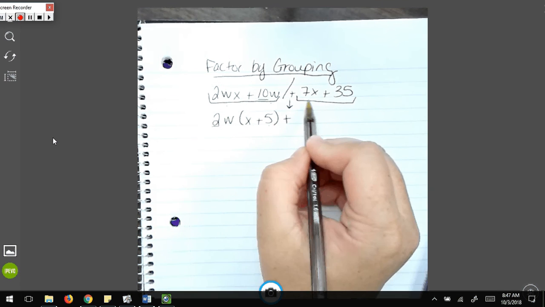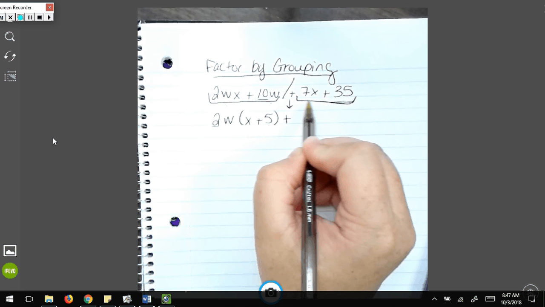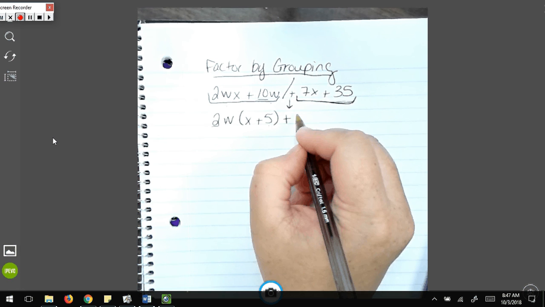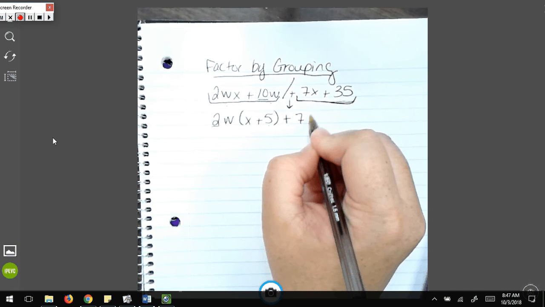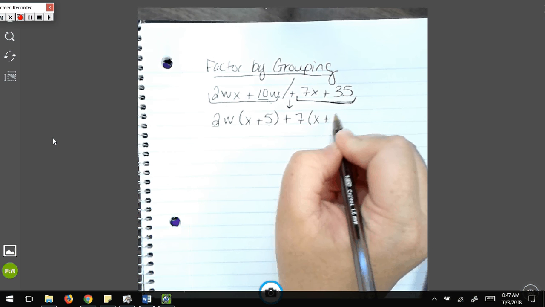The middle sign stays whether it's plus or minus, okay? What is the GCF of 7x and 35? And I hope you said 7. And so what's left is x plus 5.